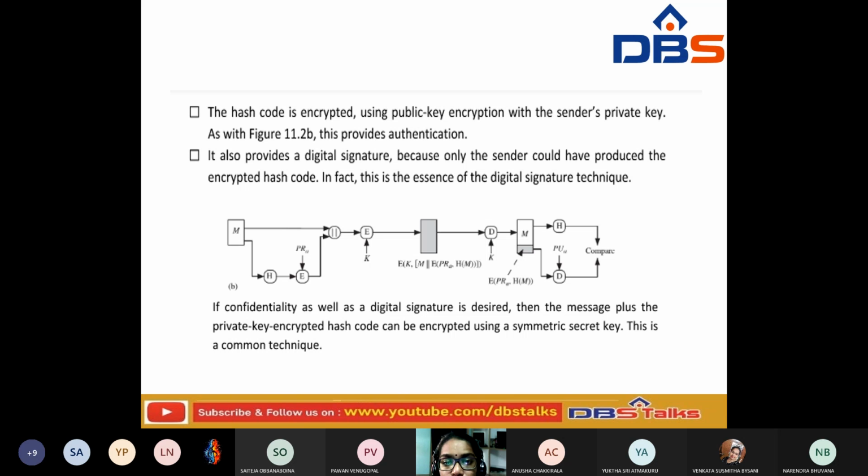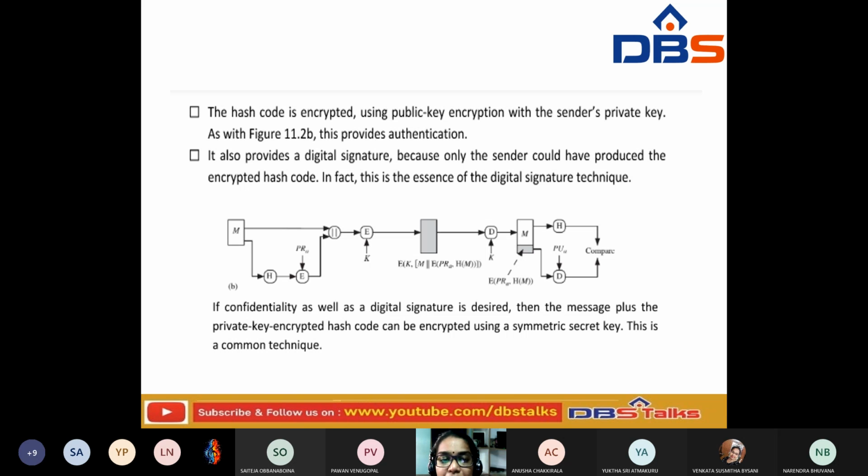Why? Because only the sender has to produce the encrypted hash code. In fact, this is the essence of the digital signature technique. So whatever code is encrypted, we can call that a digital signature. Whenever the digital signature is provided, the sender has to produce the encrypted hash code. We have already produced the encryption of the basic message that we have to send.